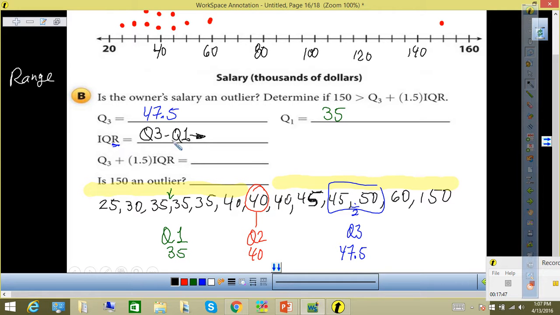Okay, now on the screen, I want you to write, what is Q3? 47.5 minus, what is Q1? 35, and what does that give us? 12.5. Okay. Put that on your screen, please.